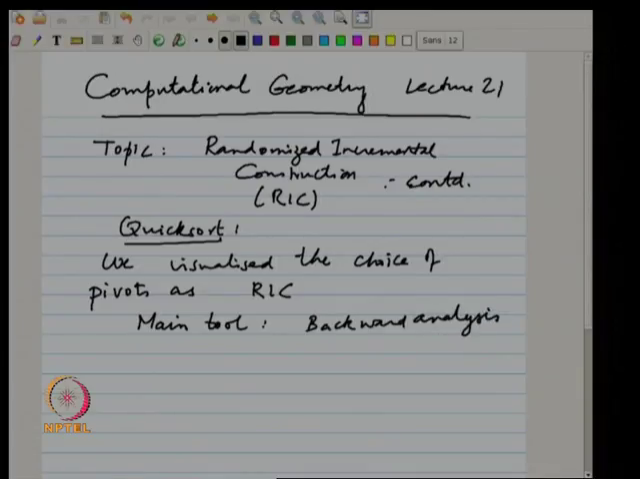Yes. How do you obtain the permutation? That was a question I posed to the class. So, are you asking me how do you actually obtain a random permutation? Yeah.